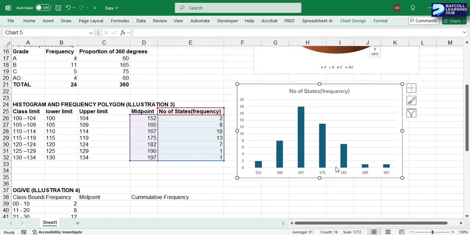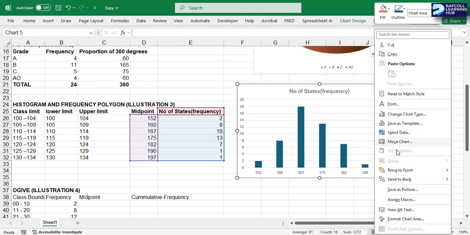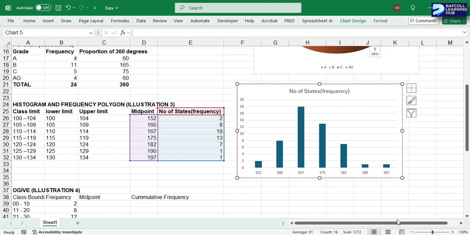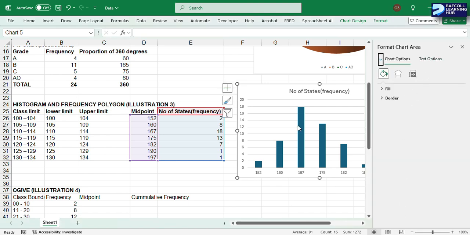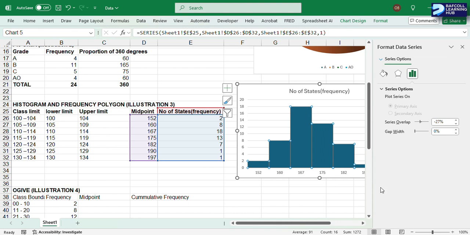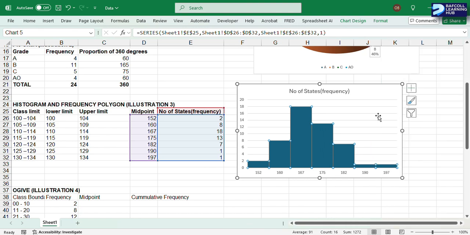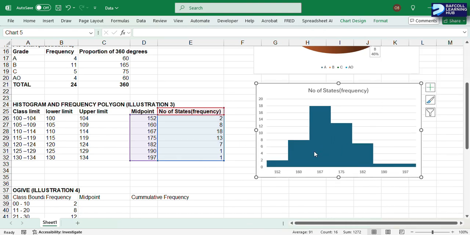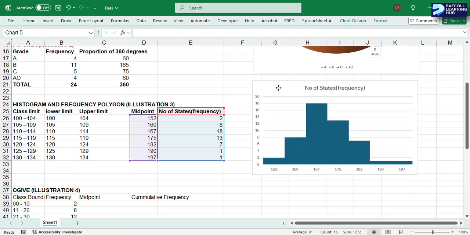So what we can do to turn this into a histogram is expand the width of the bars. We can do so by right clicking and coming to format chart area. Then we select the bars, then we can reduce the gap width to 0. Alright, and we have a nice histogram presented over here. It has the continuous vertical bars, as you can see. So this is how we present a histogram.